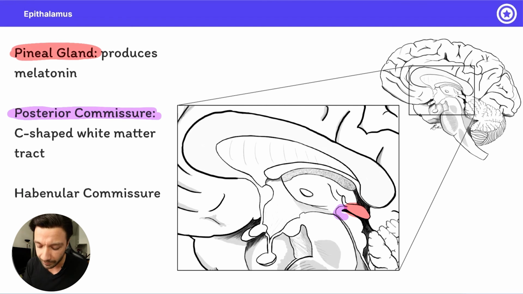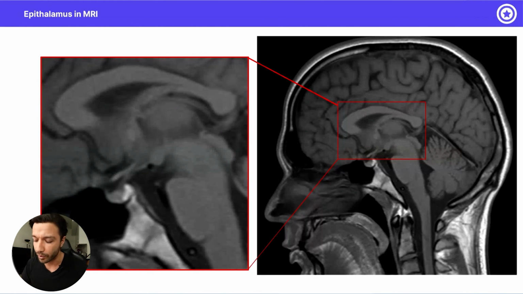And then finally, we have the habenular commissure right here. And this is going to be coming off the superior aspect of that pineal gland. And this is connecting the habenular nuclei on the posterior aspect of the thalamus to the pineal gland. So these three structures, the pineal gland, the posterior commissure, and the habenular commissure, all make up the epithalamus. So what does this look like on an MRI?